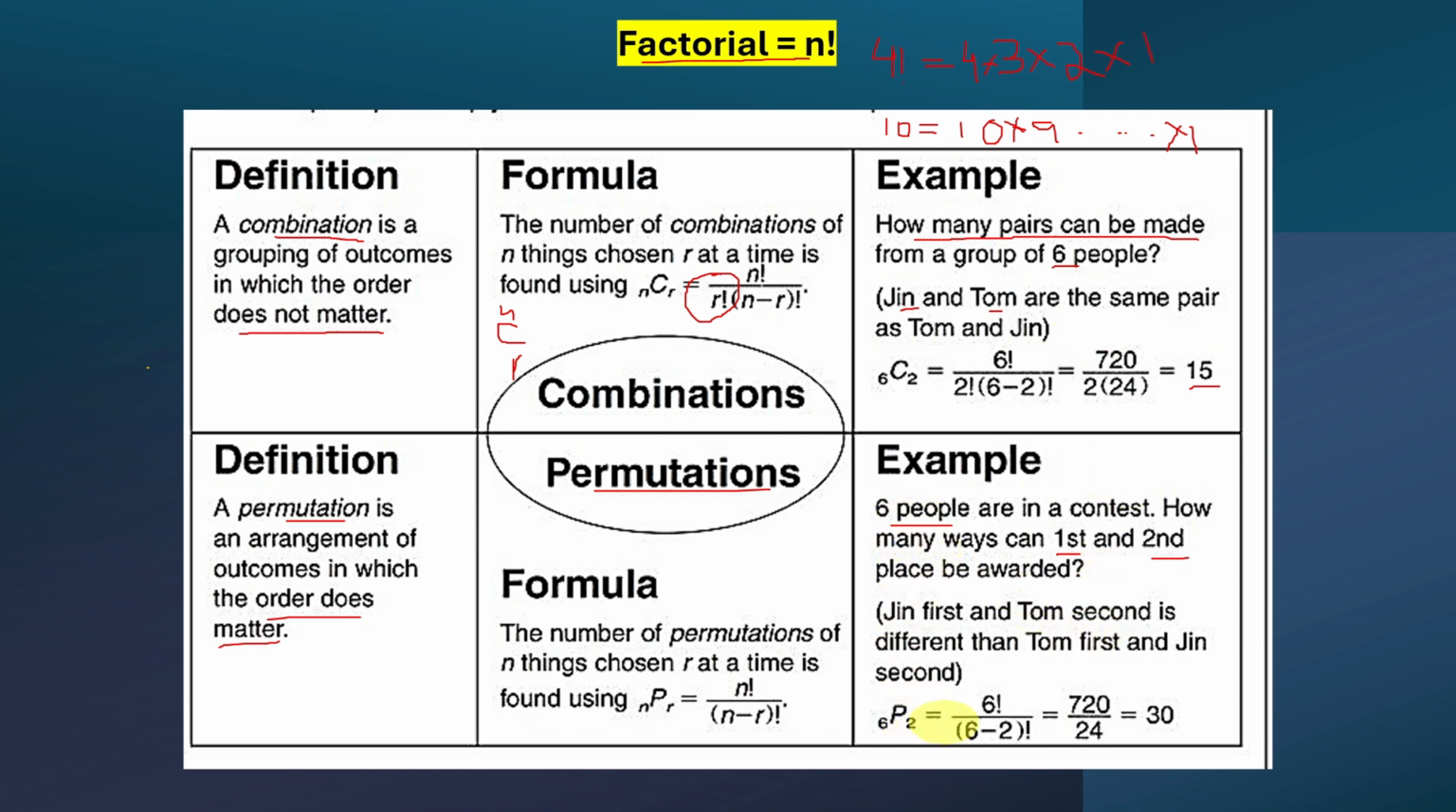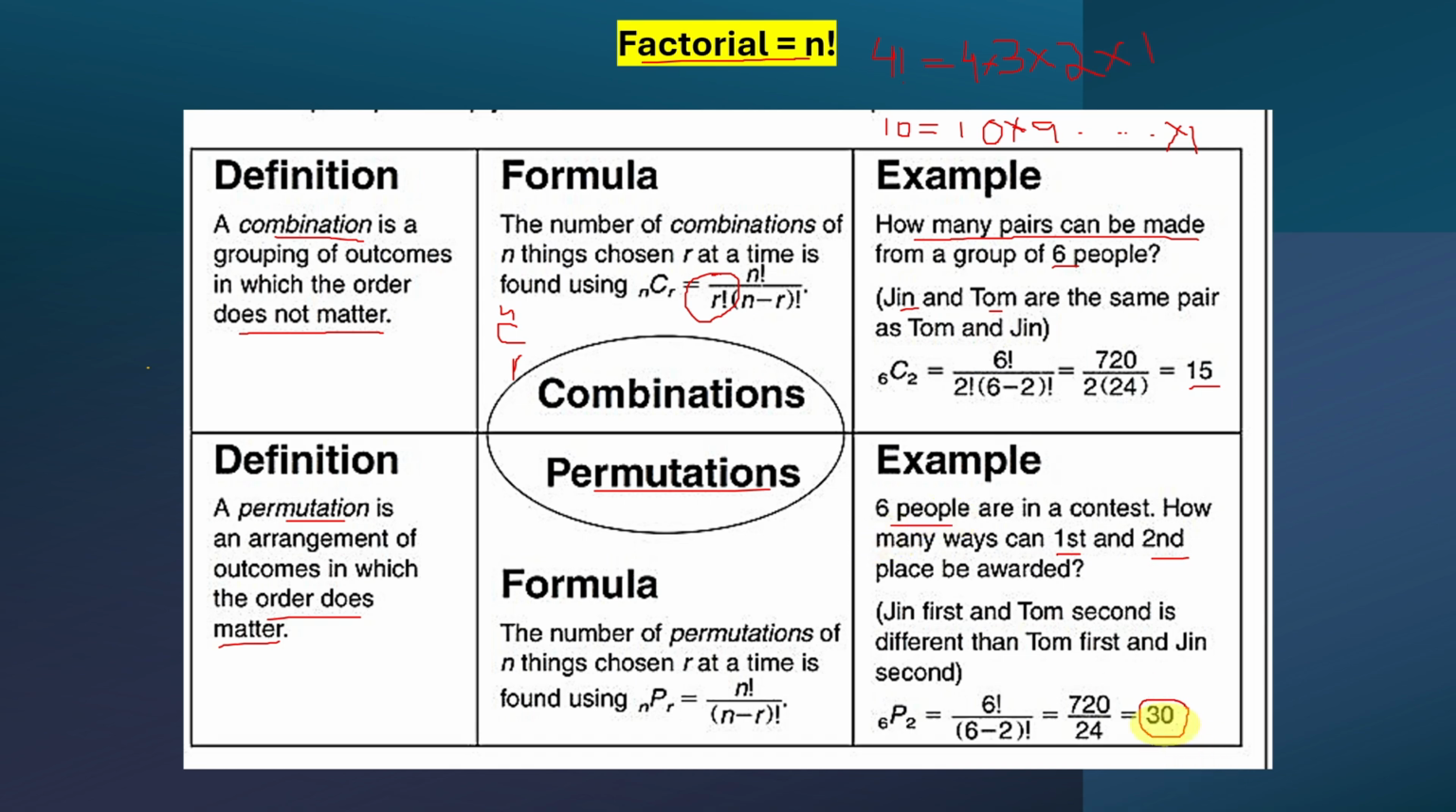When we put that into the formula, 6 factorial divided by 6 minus 2 factorial, the answer is 30. So you can create 30 arrangements in terms of the question, how many ways. So 30 ways you can award first and second place for 6 people.